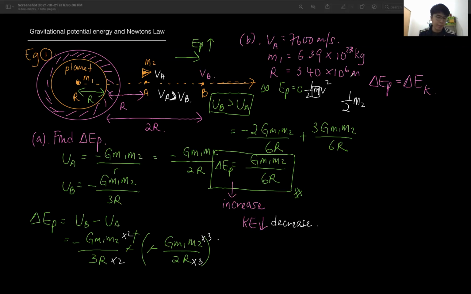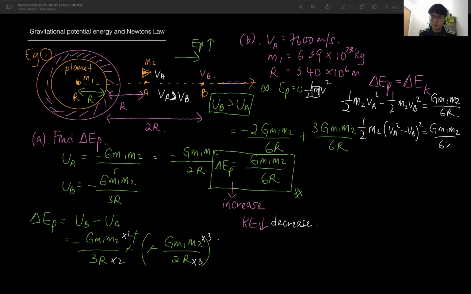So I would take one half m2 times the bigger one, VA squared, minus m2 VB squared, equals GM1M2 over 6R. Take out m2: m2 (VA squared minus VB squared) equals GM1M2 over R. Cross-multiply, move the 2 over there, I get VA squared minus VB squared equals 2GM1 over 3R. Okay, so my equation becomes this one.